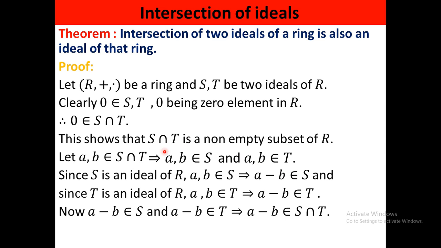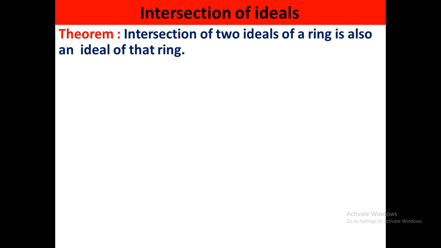Thus you see that we consider two arbitrary elements A, B from S intersection T, and A minus B is an element of S intersection T. This is the first condition for an ideal. Okay, now we have to check the second condition. For the second condition, we have to take two elements, one from the ring and another from the subring.